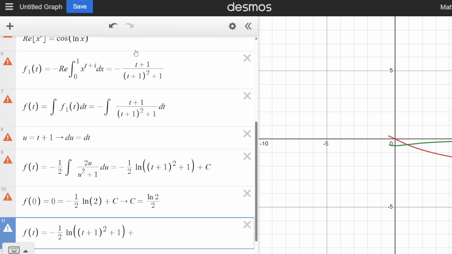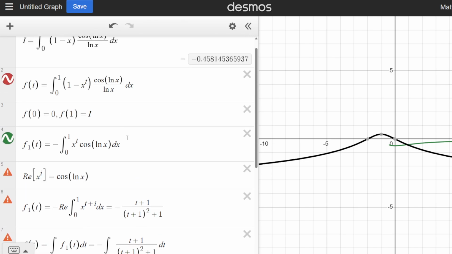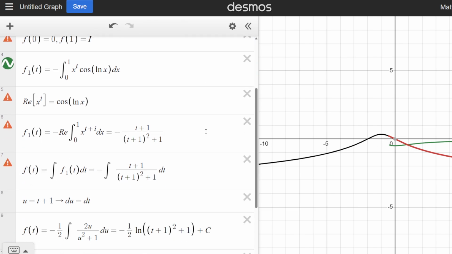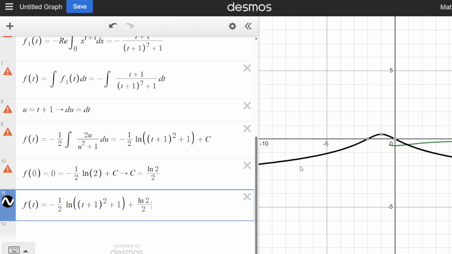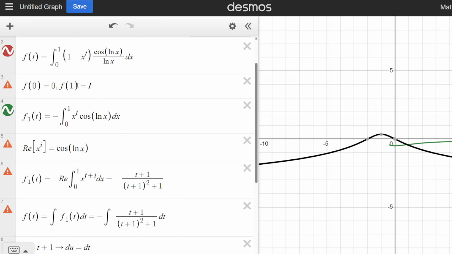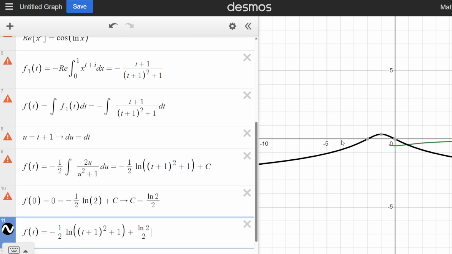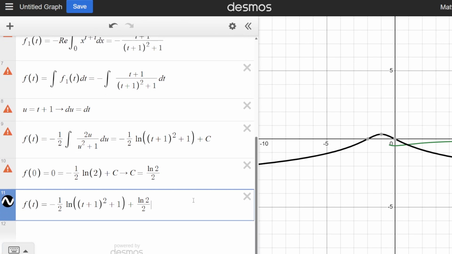All right, moment of truth here. Natural log 2 over 2. Okay, looks like we got some extra stuff. Looks like our original integral, if you look right here, wasn't defined to the left of this little red mark here. But our new f of t is. But it doesn't matter because we're only interested in f of 1, which is definitely within our bounds of where our original integral was defined.